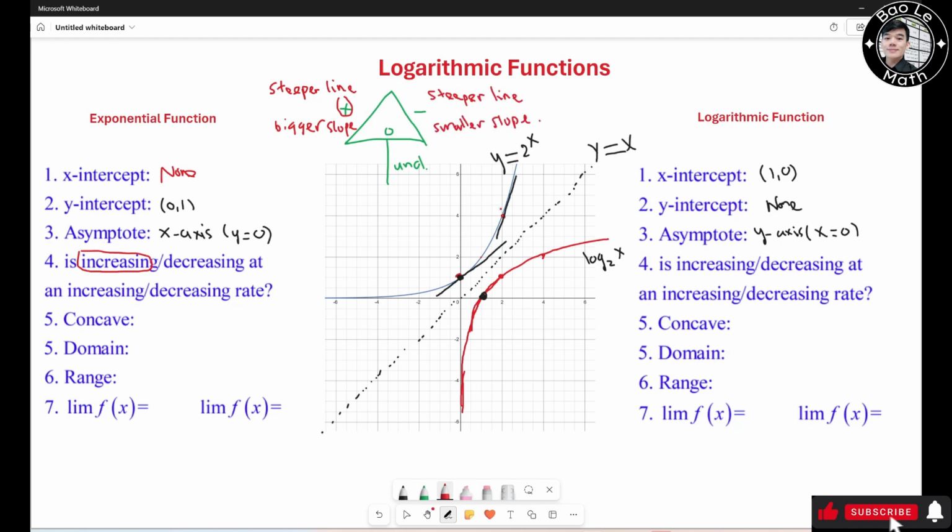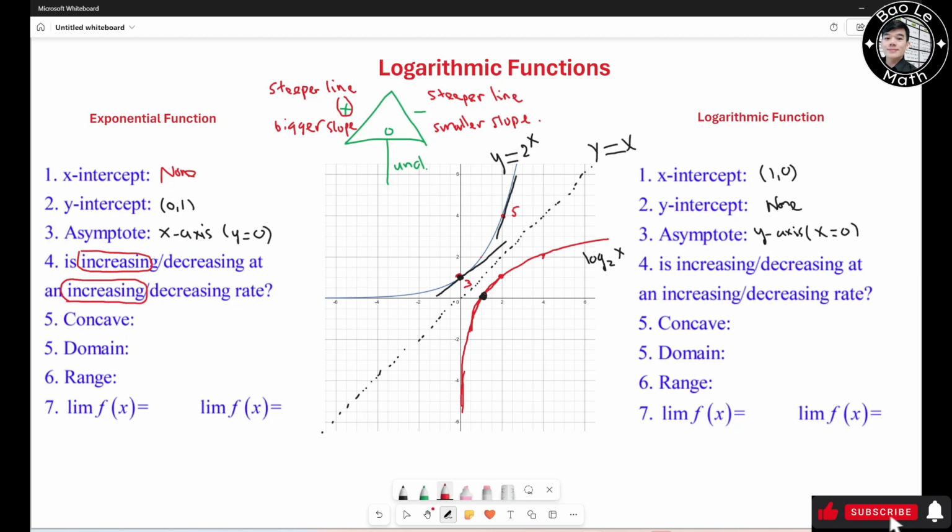Now back to this question right here. You see that this line and this line right here, from bottom to top, the line is getting steeper, right? So because the line is steeper, the slope is bigger, which means the rate of change is increasing. For example, the slope of this one equals 3, and the slope of this one equals 5. So you see that to get 5 from 3, it's increasing by 2. So the function is increasing at an increasing rate.